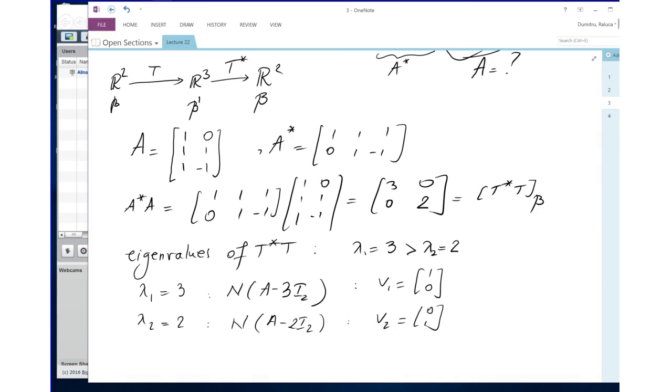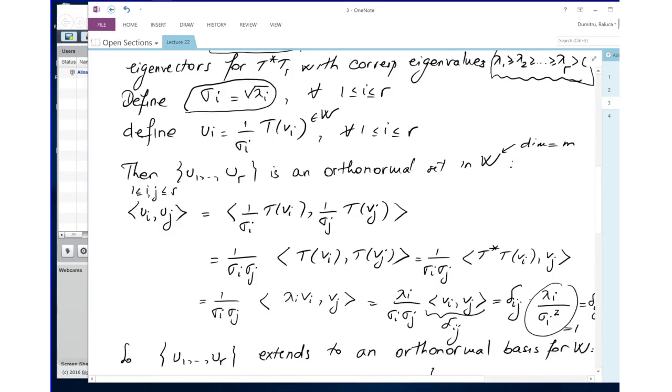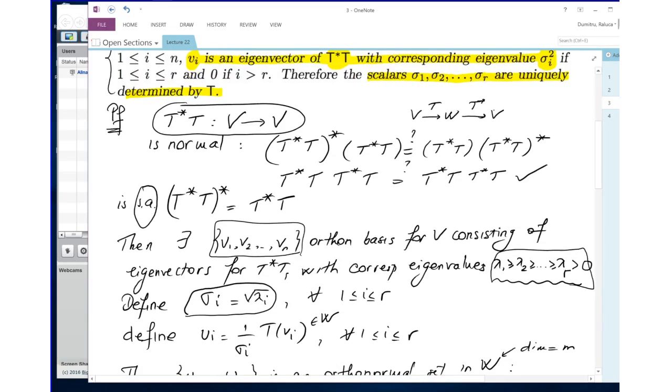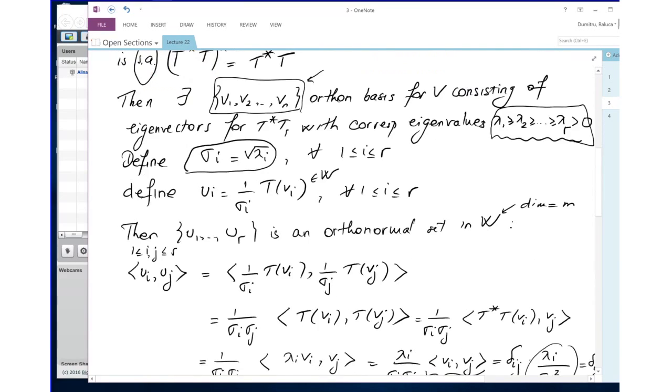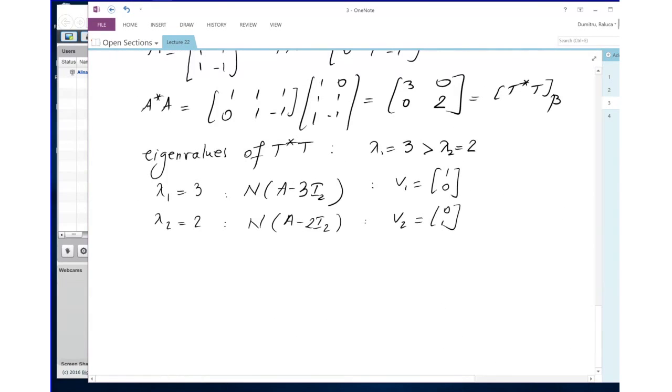Right, so I'm going back to that proof now. The orthonormal basis V1 through Vn of the first space is given by those eigenvectors. So we're done with the first one. The orthonormal basis for R2 from the theorem is nothing more than the standard ordered basis, right, in this case.